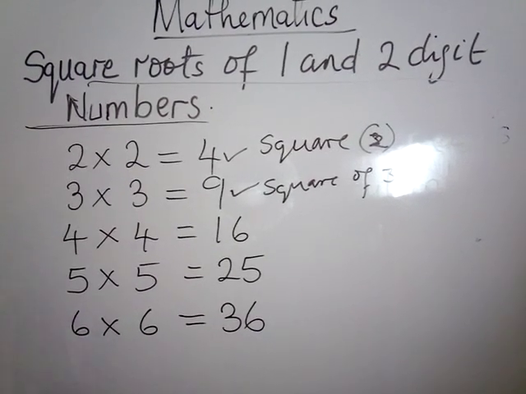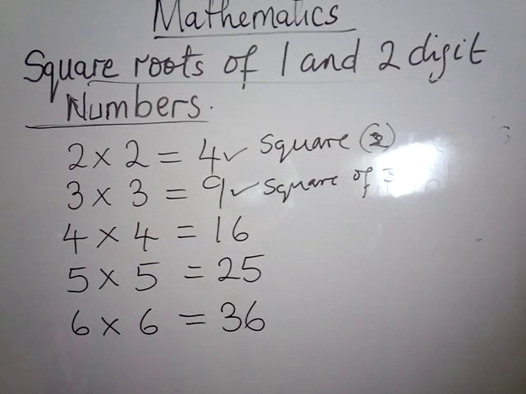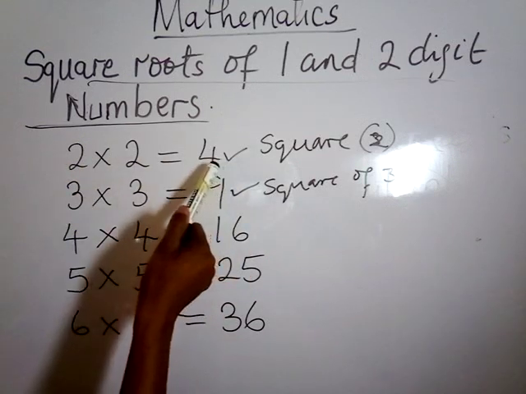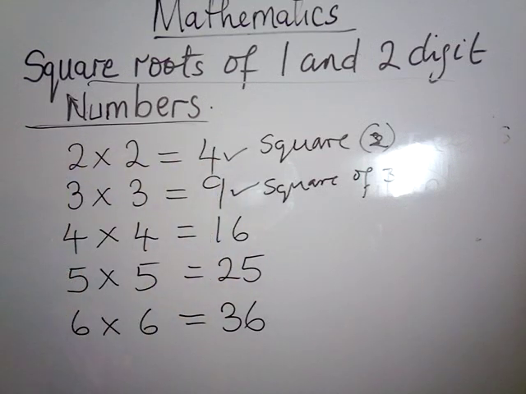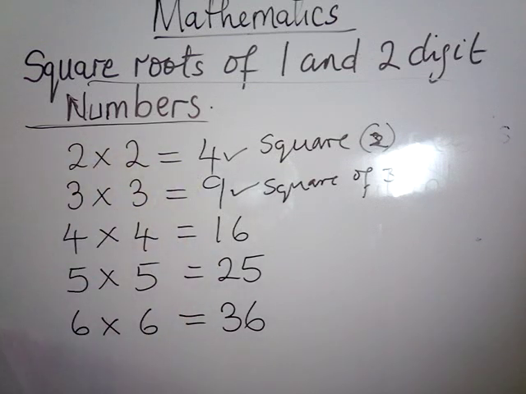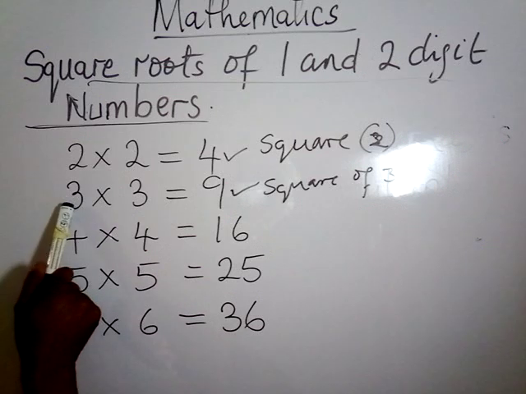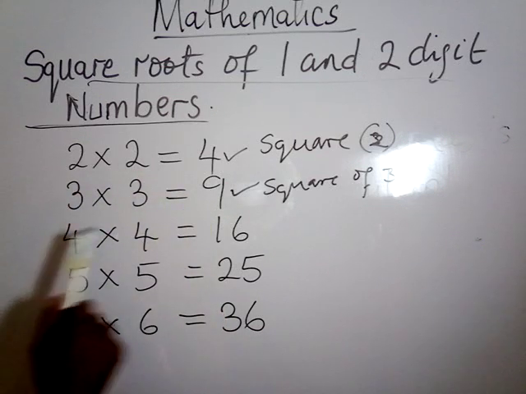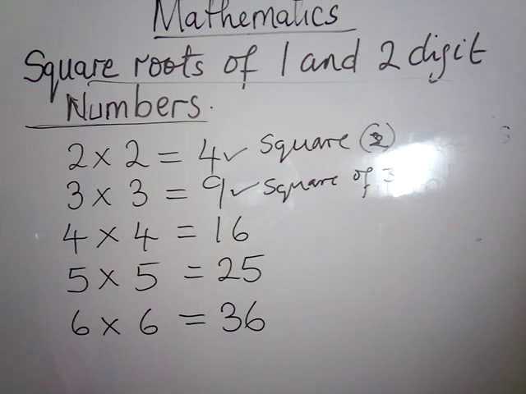So now we've established what squares are, or reminded ourselves of what squares are. So let's go to the main lesson for today, which is on square roots. Since 4 is a square of 2, it means that 2 is the square root of 4. 3 is the square root of 9. 4 is the square root of 16. Square root is like the opposite of square.